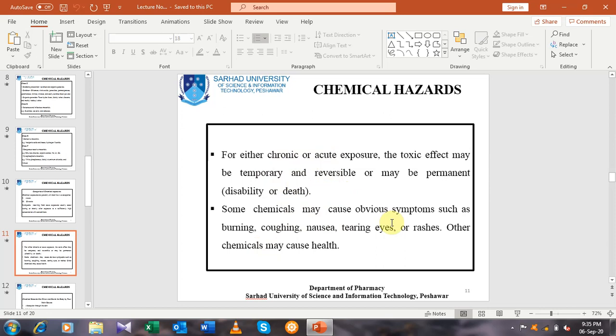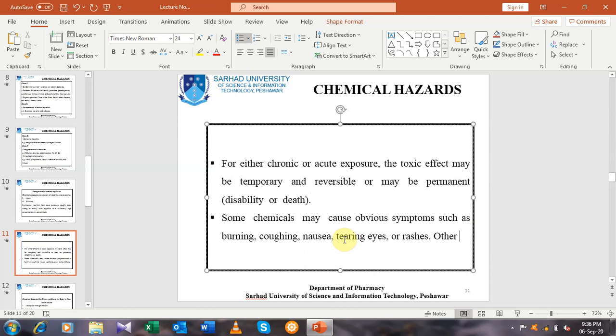Some chemicals may cause obvious symptoms such as burning, coughing, sneezing, nausea, tearing eyes, or rashes. Other chemicals may cause death. We can focus on the point that some materials may cause obvious symptoms such as burning, coughing, nausea, tearing of eyes, or rashes.